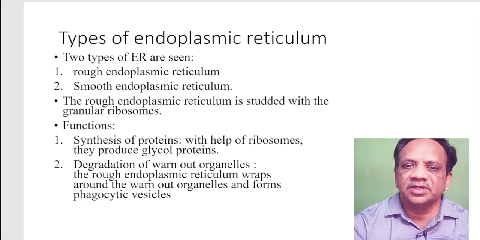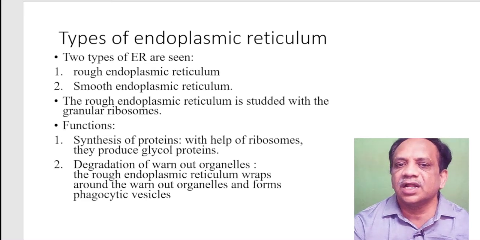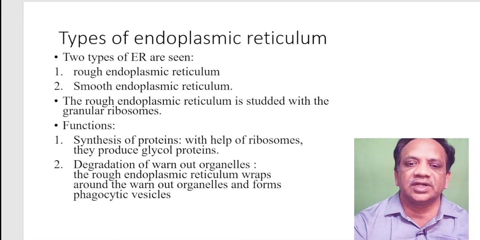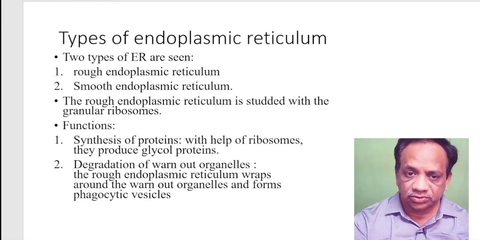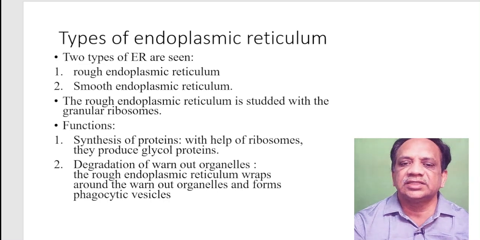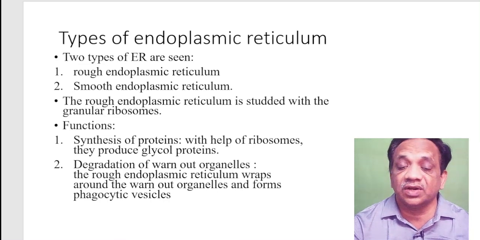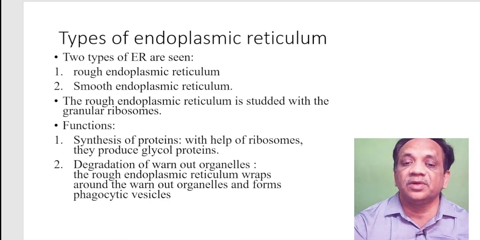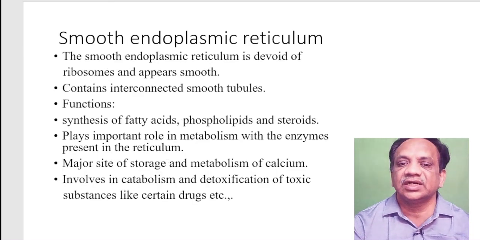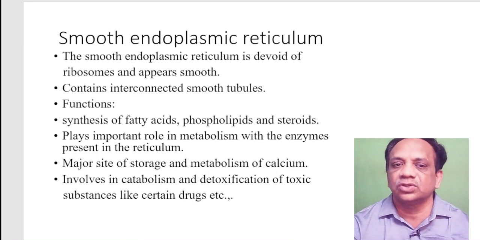The rough endoplasmic reticulum is studded with granular ribosomes and its function is the synthesis of proteins. With the help of the ribosomes, they produce glycoproteins. Degradation of worn out organelles is one of the important functions. The rough endoplasmic reticulum wraps around the degraded or worn out organelles and forms phagocytic vesicles. Later they are phagocytized by the lysosomes.